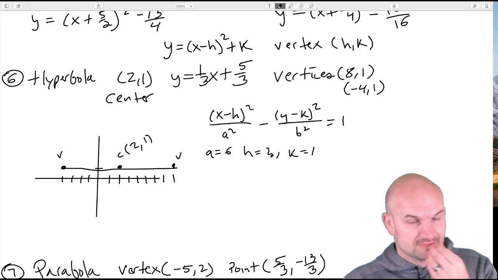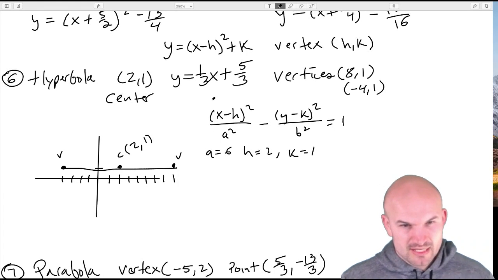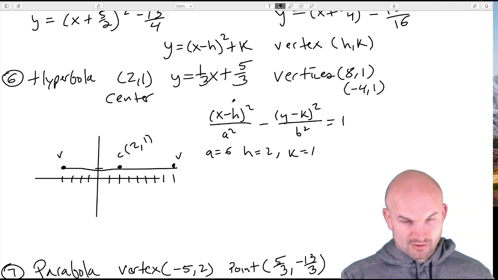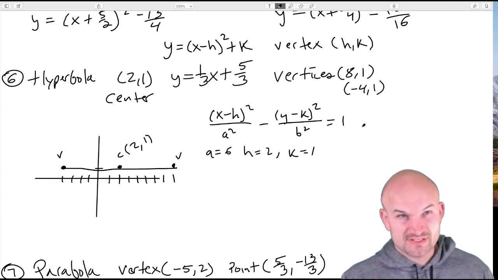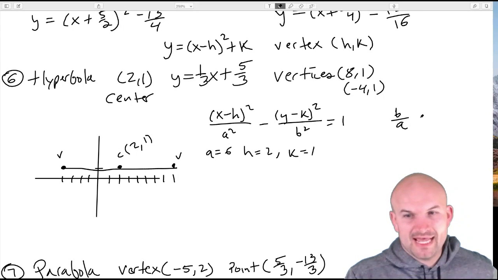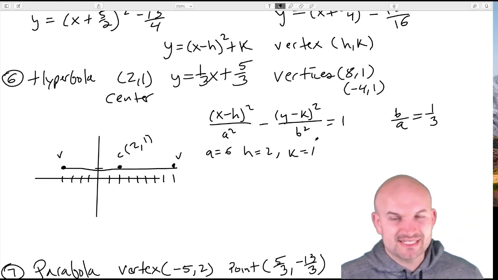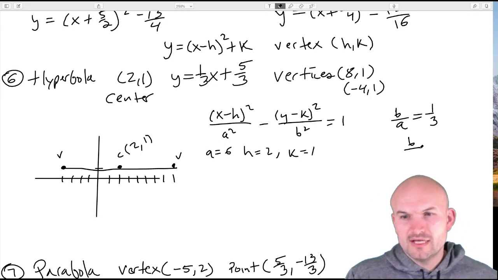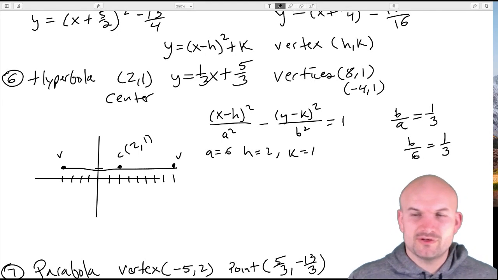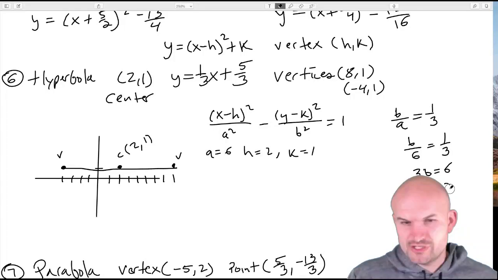Now again, they have an asymptote, and I believe for a horizontal one, the slope should be b over a. So b over a is equal to 1/3. Well, we already know a is going to be 6. So b over 6 is equal to 1/3. And therefore, you could do a little cross multiplication: 3b equals 6. So therefore, b is equal to 2.